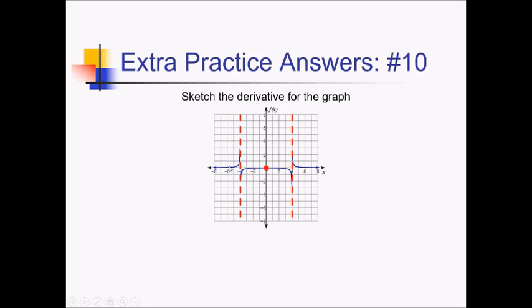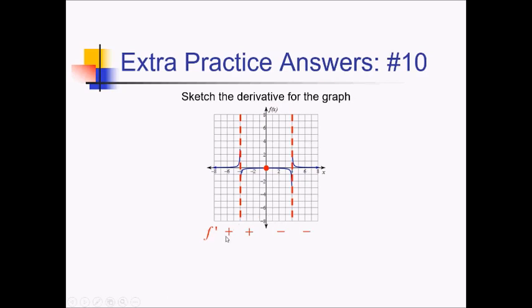Now let me do a little sign analysis on this for f prime. The original's increasing before this asymptote, so f prime is positive there. Original's still increasing until we get to this x-intercept, or until we get to the smooth turnaround in the original. So that's going to be positive derivative. Then notice that we're decreasing on the original, so negative f prime, and then still decreasing up here on the other side of the asymptote, so still a negative f prime.